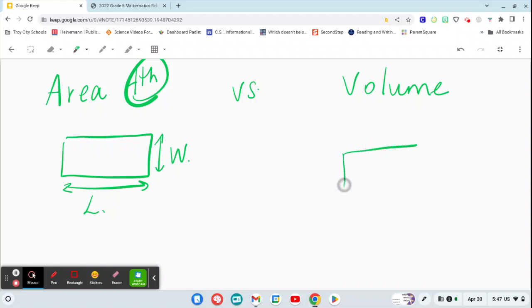please don't judge my drawing. I'm a math teacher, not an artist. It should be like this. Oh, Lord, that does not look good. Hold on. Sorry. Let me make this look a little bit nicer for you guys.